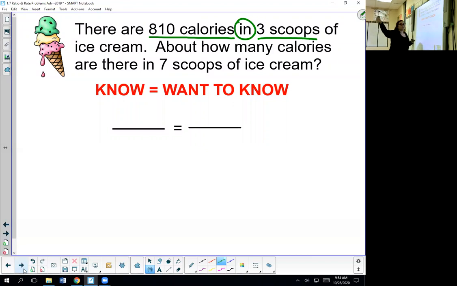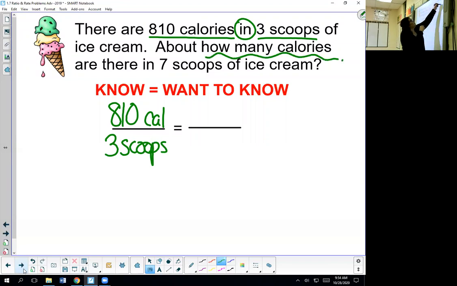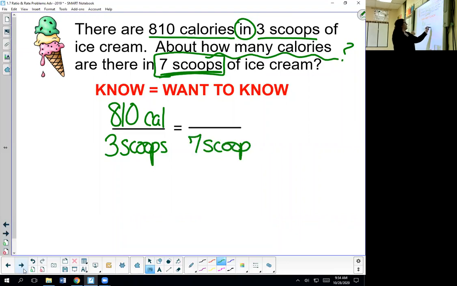I'm going to write that as a rate. So I know there are 810 calories. I'm, again, writing my words. CAL is the abbreviation for calories in 3 scoops. Now, Ms. Edwards doesn't want to know the unit rate. I want to know how many calories, so I don't know what my calories are, in 7 scoops. This says scoops with scoops, so it goes down here, 7 scoops. Ms. Edwards wants to know how many calories. I don't know what it is.